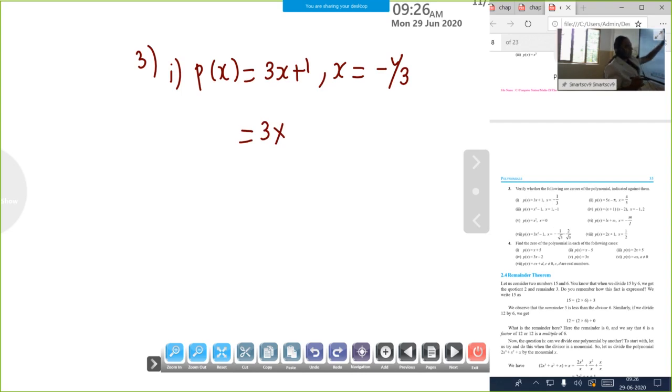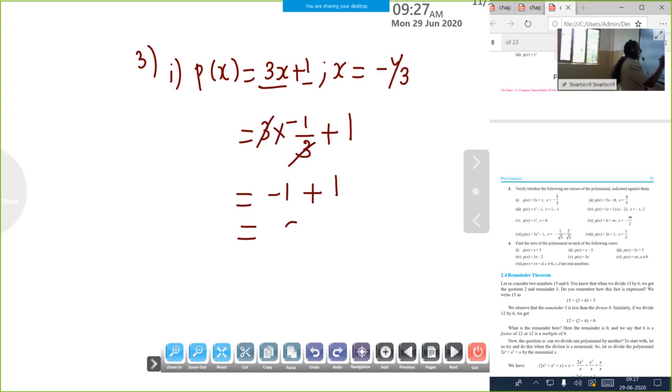3 into, in the place of x you substitute the value minus 1 by 3. This is your first term, 3x. 3 into, the value of x is minus 1 by 3, and the second term is plus 1. This way you substitute the value. In that place you substitute the value minus 1 by 3. You know how to solve it. We can cancel these two 3s. The answer is minus 1 plus 1. Here, when you substitute it, the answer is 0.